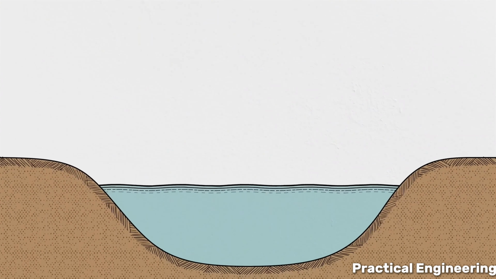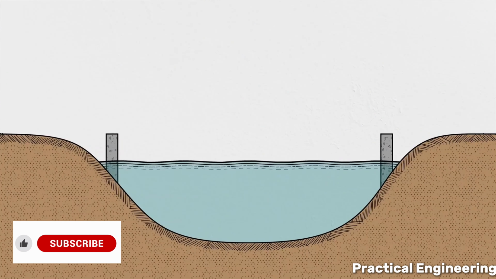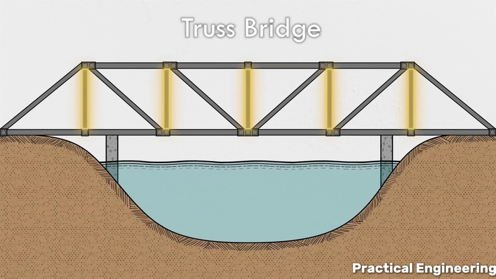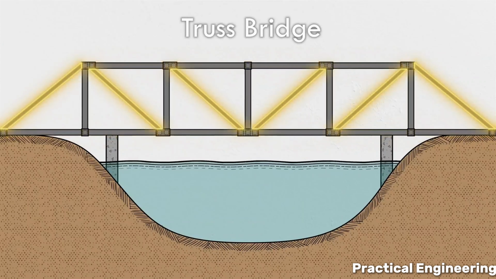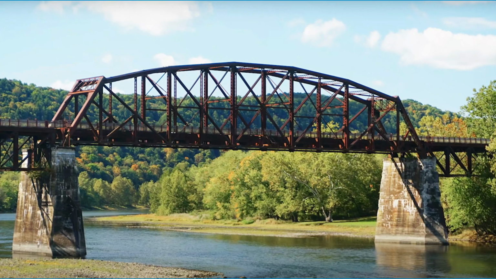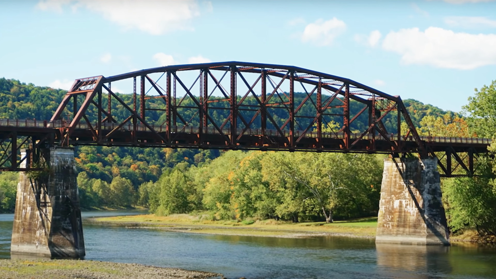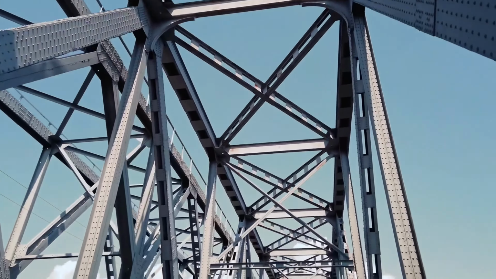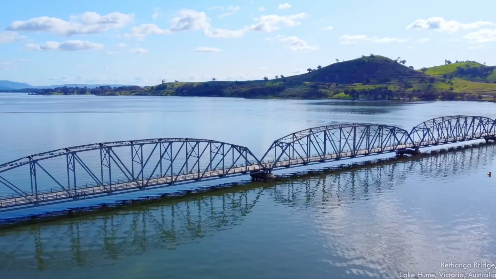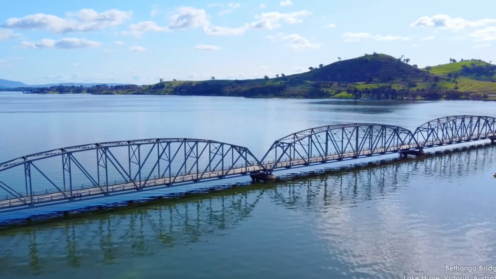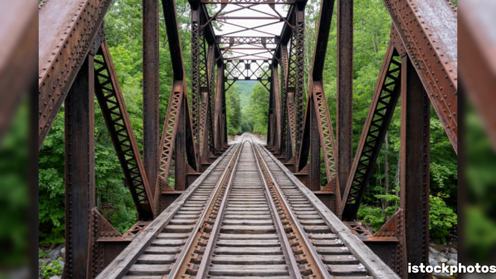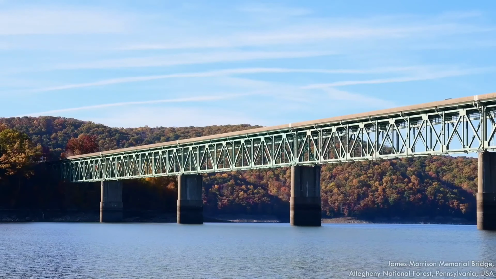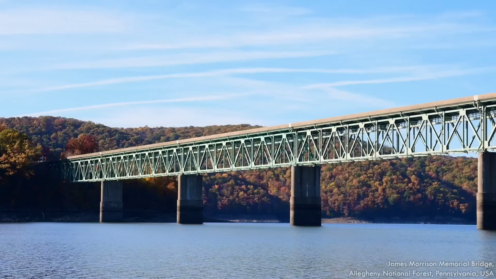Now imagine that same beam but reinforced with a web of triangles. That is a truss bridge. Triangles are one of the strongest shapes in engineering. They don't bend easily, and by connecting steel or wooden bars into a triangular framework, truss bridges can hold more weight and stretch longer than a plain beam bridge. You also find them on railway lines or old industrial routes. They may not look flashy, but they are strong and efficient and built to last.